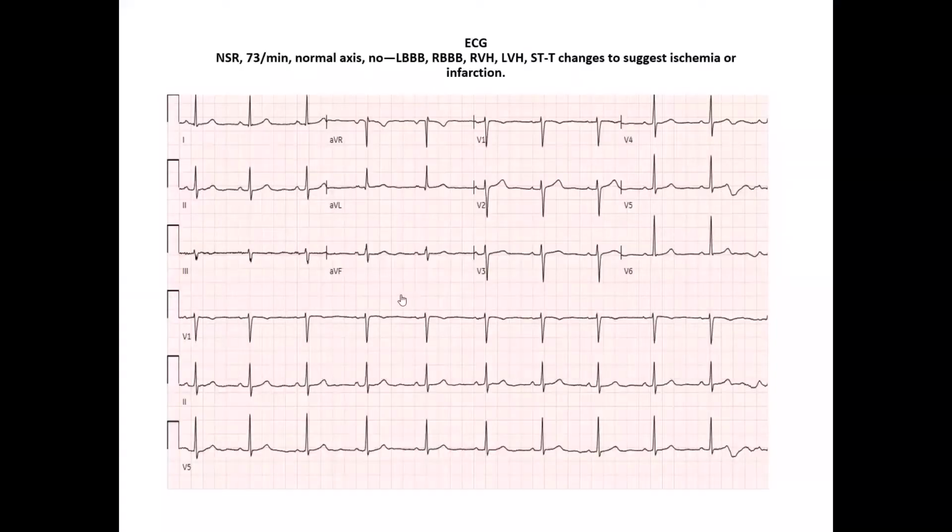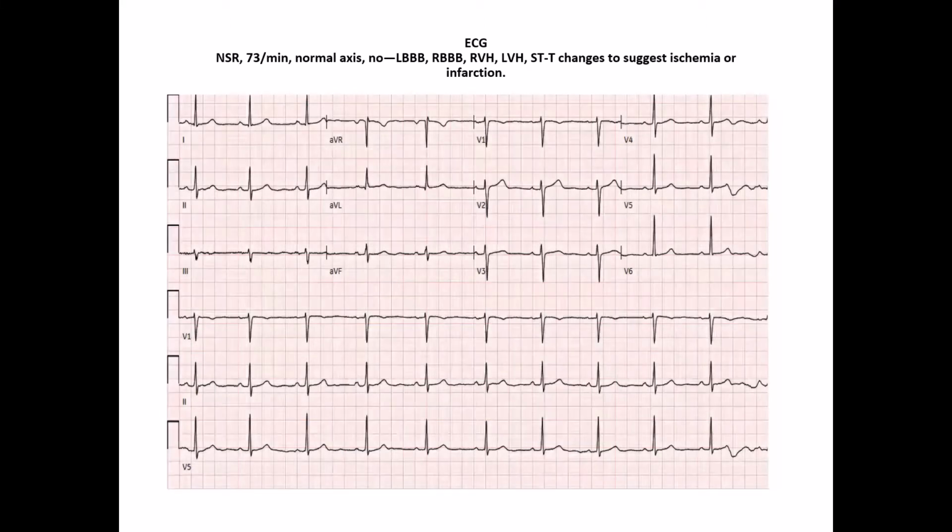As you can see, this is normal sinus rhythm with a heart rate of 73 per minute. Axis is normal. There is no evidence for any left bundle or right bundle branch block, left ventricular hypertrophy, or any ST changes or right ventricular hypertrophy. Nothing to suggest ischemia or infarction. So pretty much a totally normal ECG. Whenever I see somebody with shortness of breath, the things that I will be looking for are heart rate issues, heart rhythm issues, or bundle branch blocks. In the bundle branch blocks, I'll be specifically looking for left bundle branch block. So she doesn't have any of those.